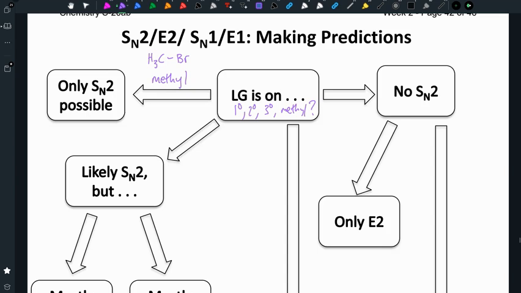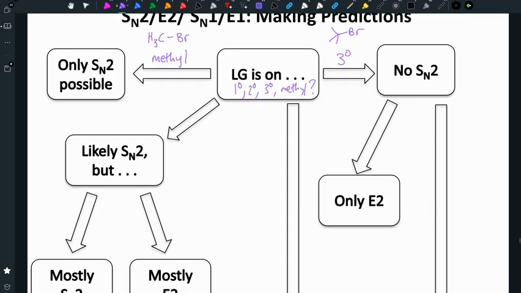The other case that's more straightforward is when you have a tertiary, your leaving group's on a tertiary carbon, right? So when it's on a tertiary carbon, now the sterics are really bad. That sigma star CBr is really inaccessible. And so you cannot do SN2. So that automatically rules out SN2 as a possibility. So then the next question you want to ask yourself is, can I do E2?